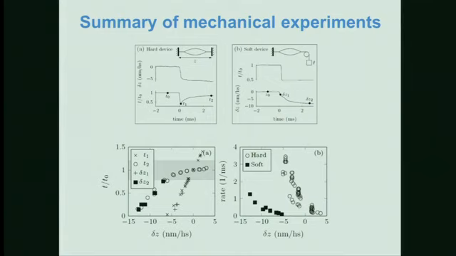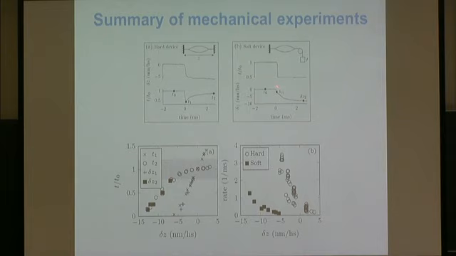So Huxley worked exclusively in a hard device, which means he controlled the length. Since that time, people also controlled force. Then they would change the force, suddenly change the force, and again the system would recover, would exhibit some elastic shortening, and then another stage which brings it to this kind of quasi-stationary state at short time scales.